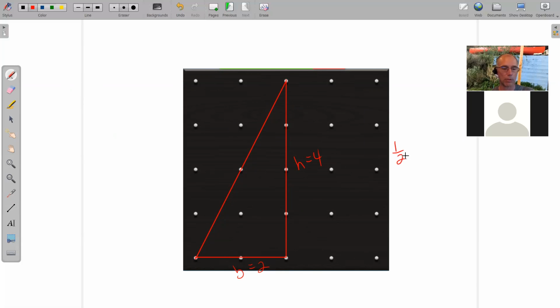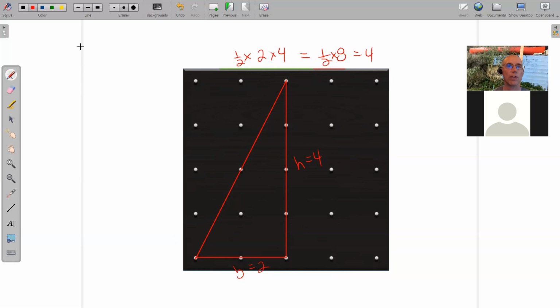I should write it up top before. The area is half of 2 times 4. 2 times 4 is 8. Half of 8 is 4. Ooh, it's still a bit too big. Okay, so this is a tricky problem. And it may be that this grid is kind of too small to work with. We might need to play with a different grid.